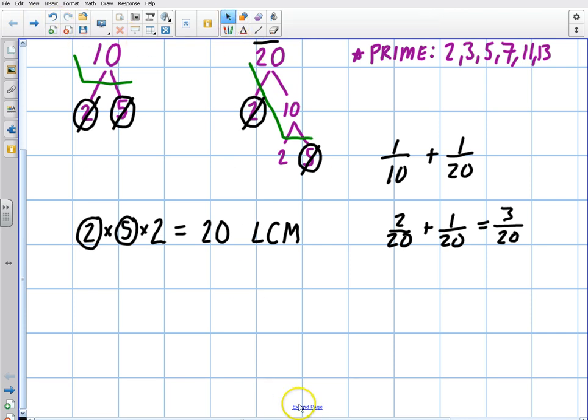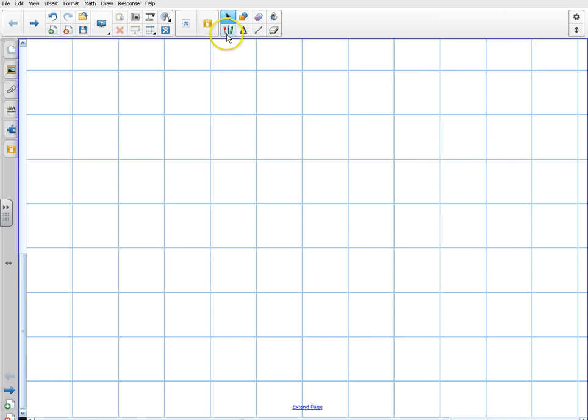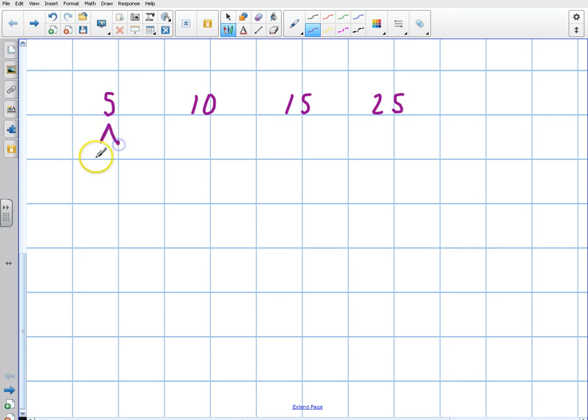So let's do some more interesting numbers here. Let me see if I can scroll down a little bit. So let's say that I gave you the numbers 5, 10, 15, and 25. Okay. So how would I start finding the least common multiple of these numbers? Well, we're going to start with 5, and since 5 is prime, I'm just going to have a 1 and a 5. Okay. Let's start with 10.